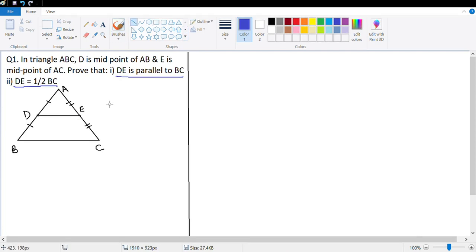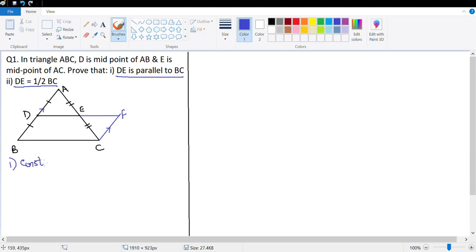So to do this, I am saying let's construct a line CF parallel to AB. So I am constructing a line CF parallel to AB, and I am extending line DE to meet this parallel line at point F. So let's write this down. I'm constructing a line CF parallel to AB, and I'm extending DE. So let's start writing this down.